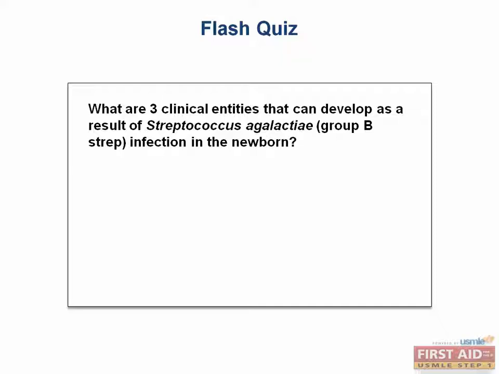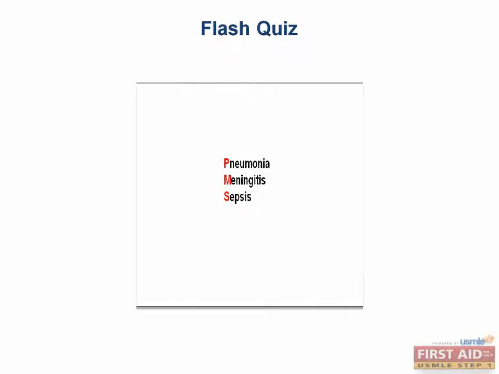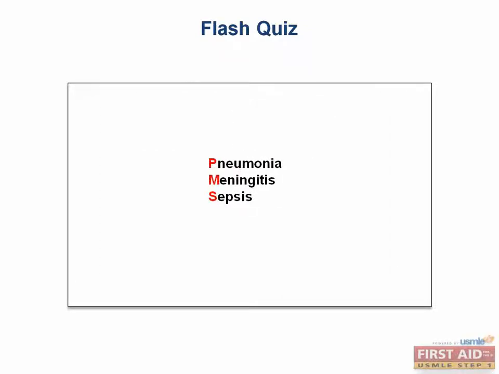Time for another flash quiz. What are 3 clinical entities that can develop as a result of Streptococcus agalactiae infection in the newborn? The answer: pneumonia, meningitis, and sepsis.